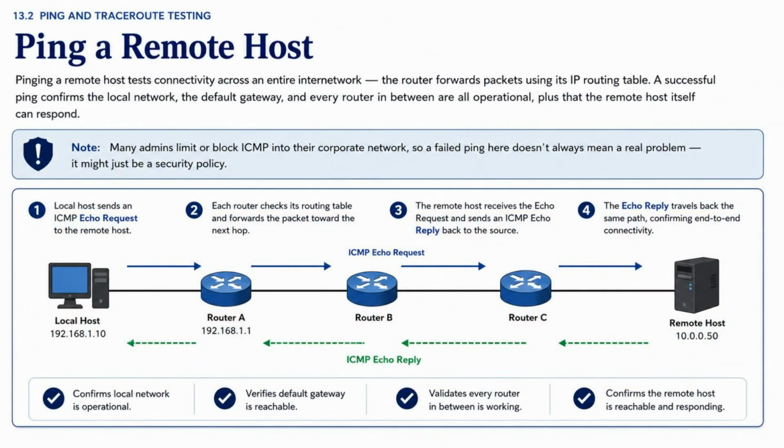Pinging a remote host tests connectivity across the entire path. Success confirms the local network, the default gateway, and every router in between, plus the remote host itself, are all working. Important caveat. Many admins block or limit ICMP entering their network, so a failed ping here doesn't always mean a real problem. Could just be a security policy in effect.